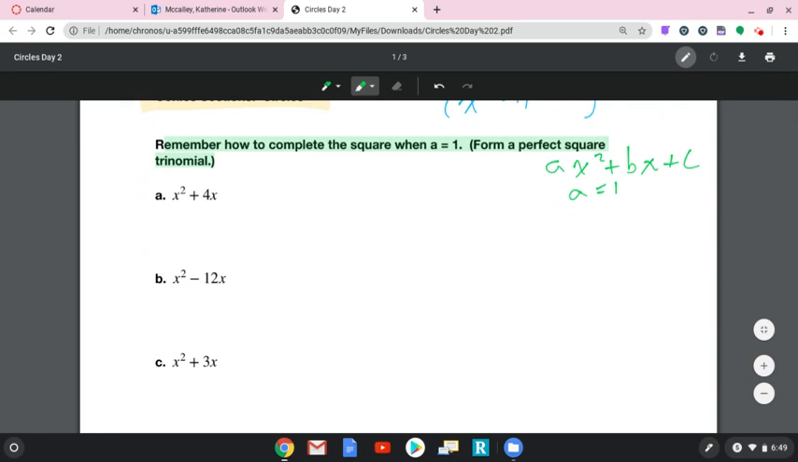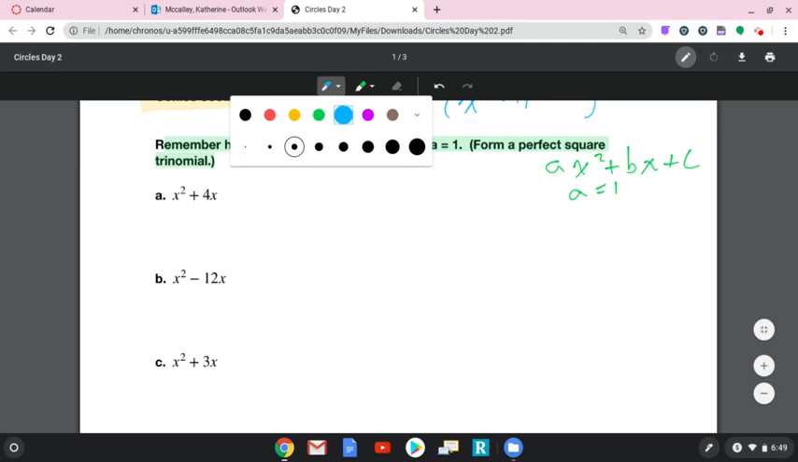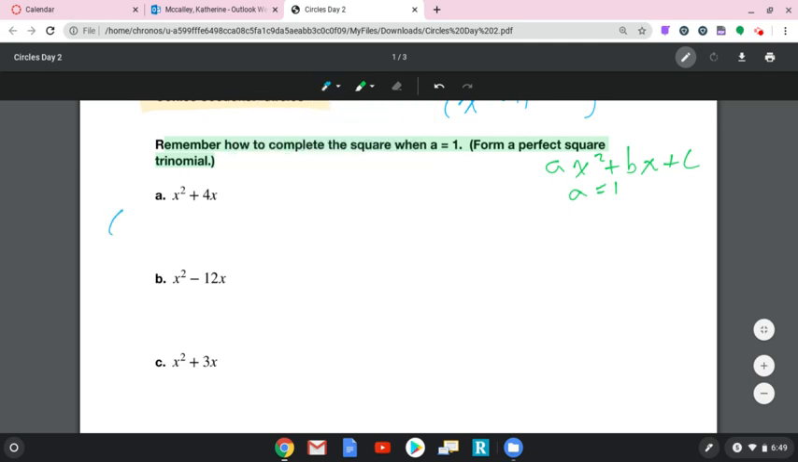I have A, B, and C. Now, how do we do that? Let's take the B value. You take B, divide it by 2, and square it. In this case, our B value is 4. So you're taking 4 divided by 2, and you're squaring it. Well, 4 divided by 2 is 2. If I square that, that is 4. So my perfect square trinomial would be x squared plus 4x plus 4.